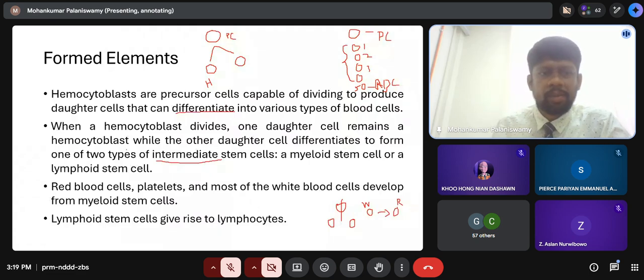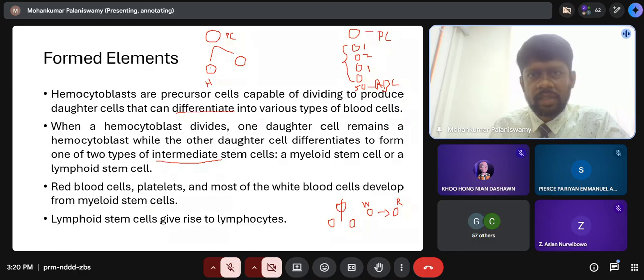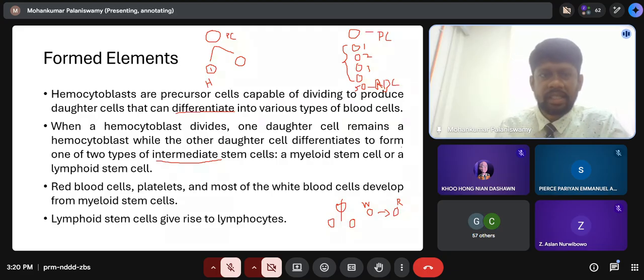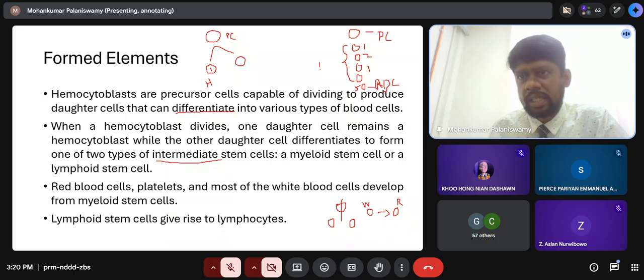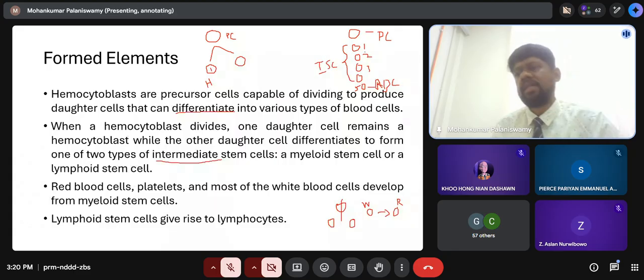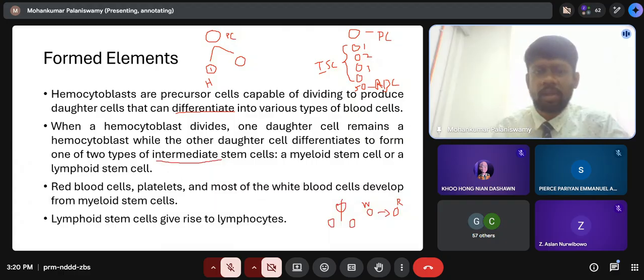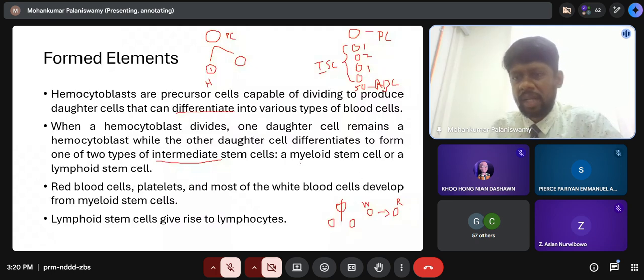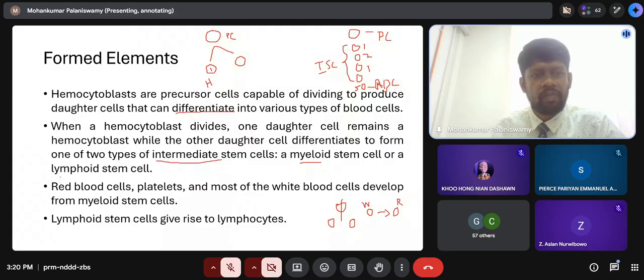So when the hemocytoblast divides, one daughter cell remains the hemocytoblast itself, while the other daughter cell differentiates to form one of two types of intermediate stem cells. The cells which are present in between the precursor cell and the RBC, the steps in between, are called intermediate cells. So there are two types of intermediate stem cells: myeloid stem cell or lymphoid stem cell.